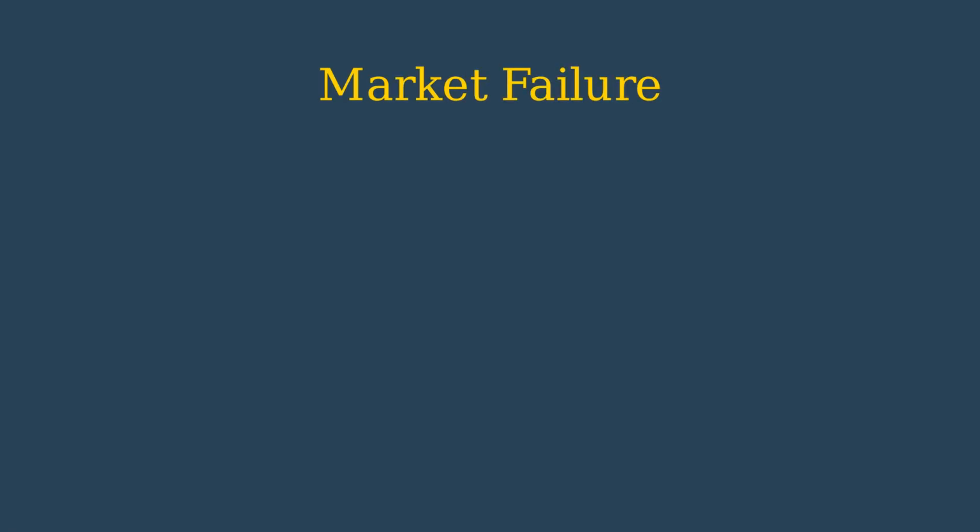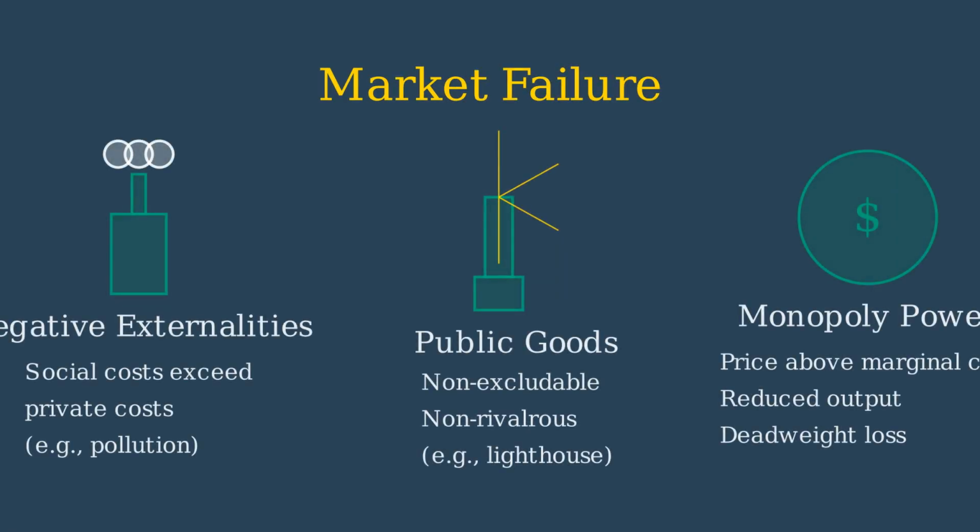Market failures occur when free markets fail to allocate resources efficiently. Examples include negative externalities like pollution, public goods like lighthouses, and monopoly power, leading to inefficient pricing.